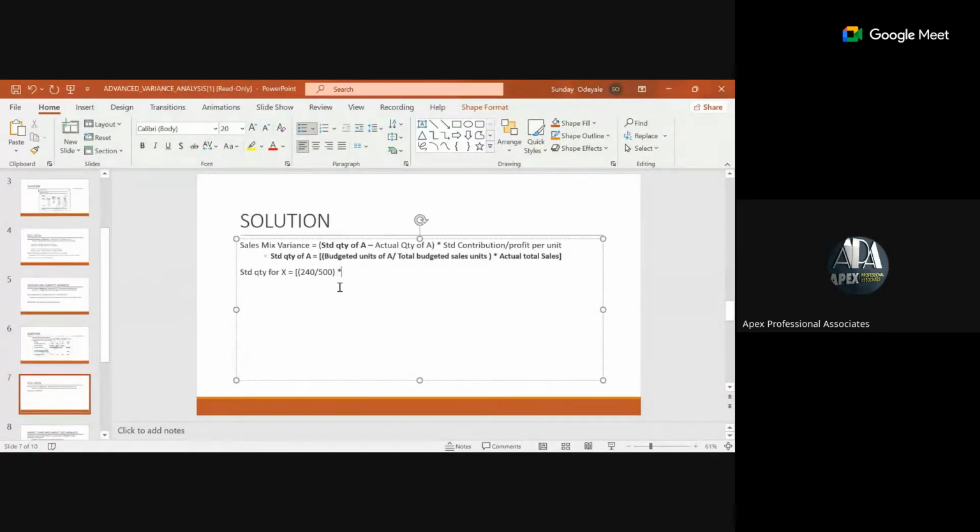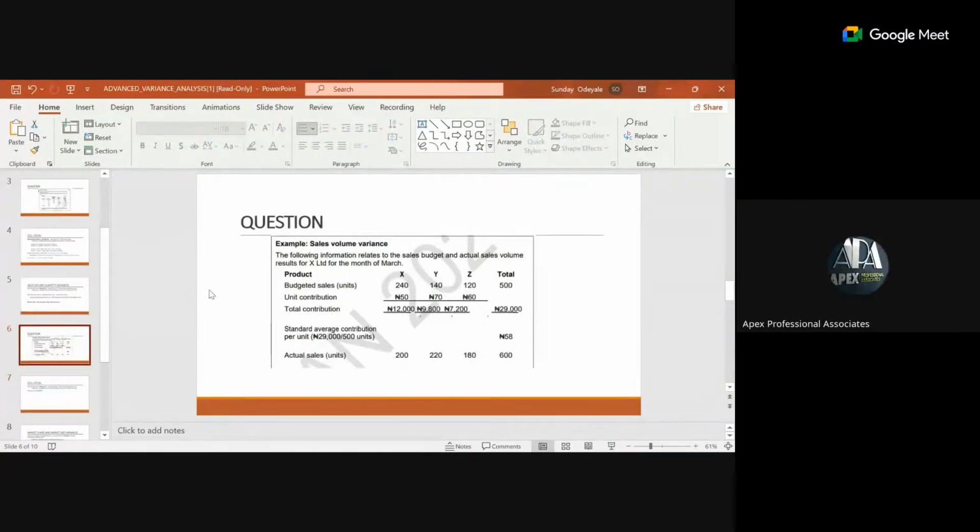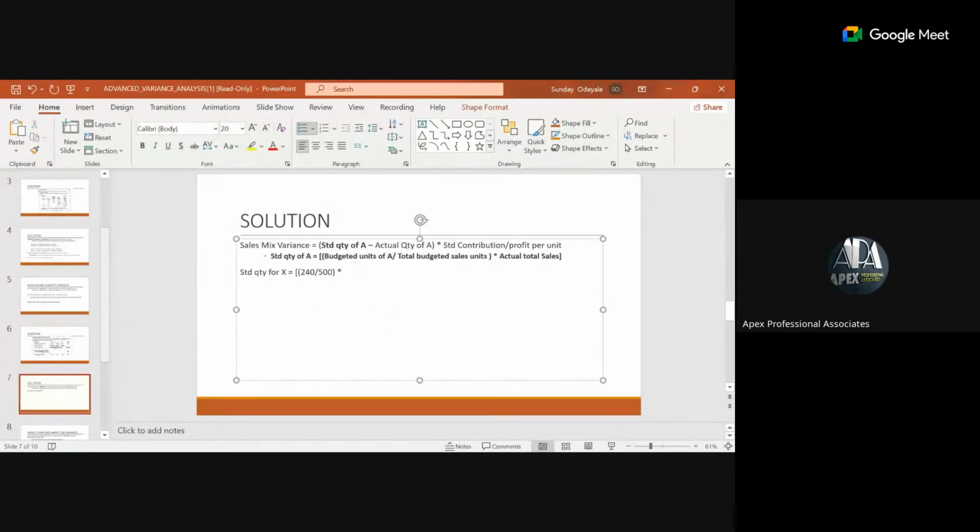So we can multiply that by our actual total sales. So now actual total sales in this sense is how many units? We have 600 units. Now this should give us 288 units. I'll just do a shortcut.